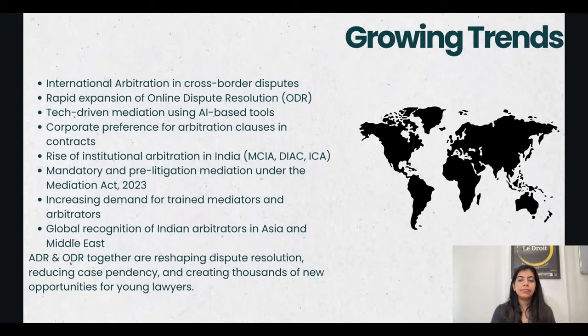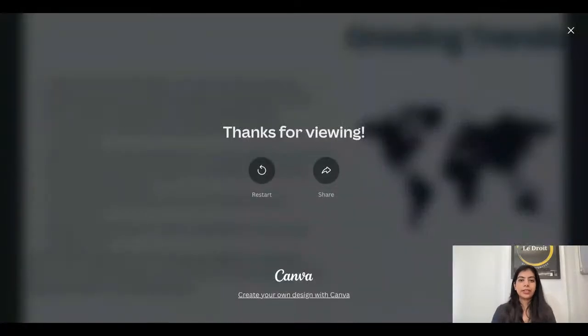I already covered the global trends. Nowadays, ODR is increasing because businesses are working online. It's not essentially required that you need to be in India in order to run a business in India, right? You can stay in the UK or US and run a business in India. The same goes for dispute resolution. Parties are now sitting at different places and resolving the dispute.